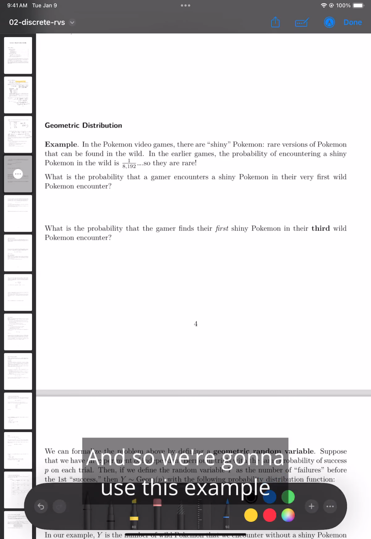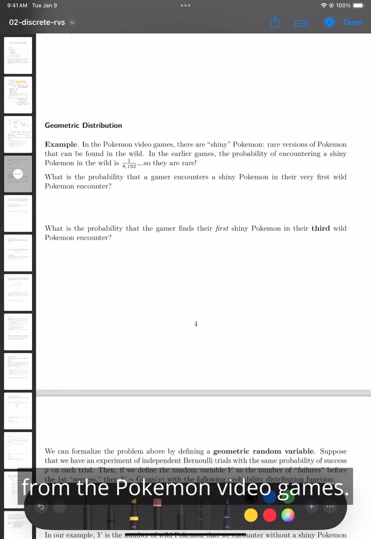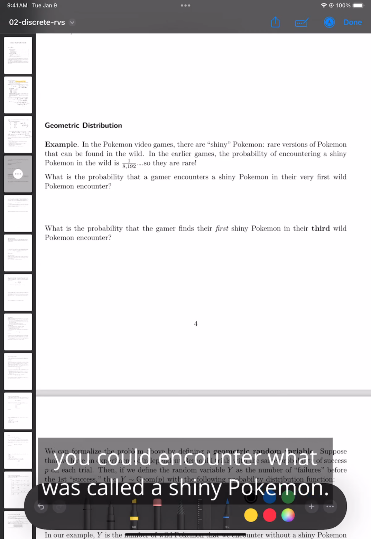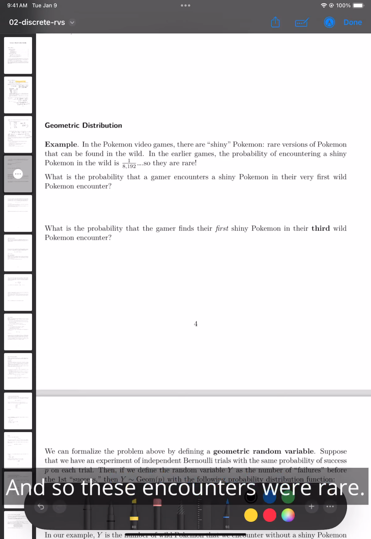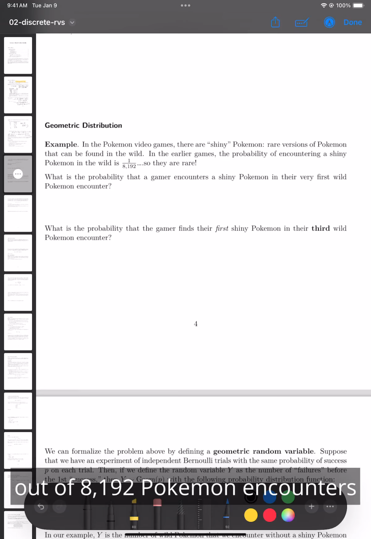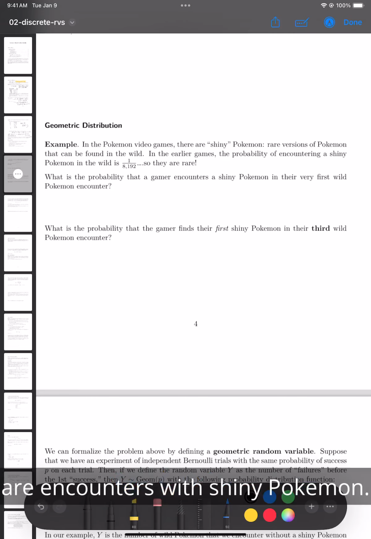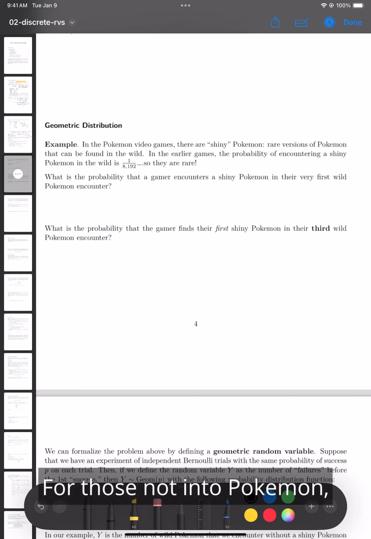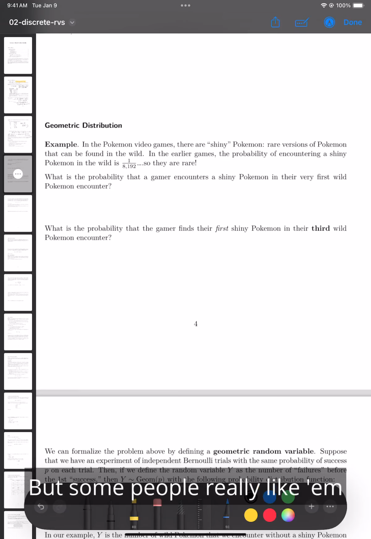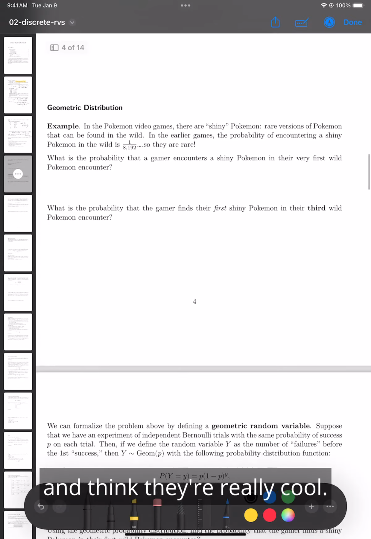And so we're going to use this example from the Pokemon video games. In the earlier games of Pokemon, you could encounter what was called a shiny Pokemon. And so these encounters were rare. And in fact, the game developers say that only one out of 8,192 Pokemon encounters are encounters with shiny Pokemon. For those not into Pokemon, shiny Pokemon are not really that special or anything, but some people really like them and think they're really cool.